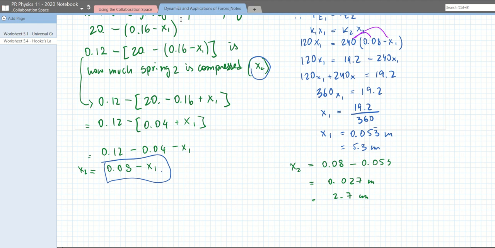So again, this is quite a challenging question. You have to do some algebra here and solve a system of equations, just like in the previous question.